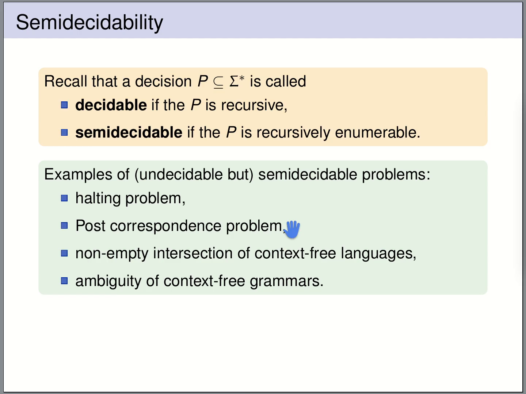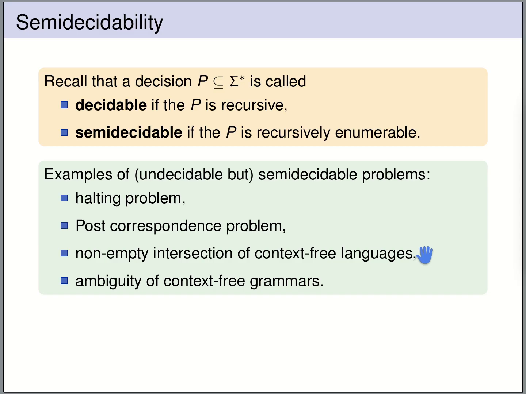The post-correspondence problem is semi-decidable. Given an instance of the post-correspondence problem, we can write a program that simply tries every possible combination of the pairs of words, so it picks them in any possible order. If there is a solution, then we will eventually find the solution. But if the post-correspondence problem has no solution, then our program may search forever.